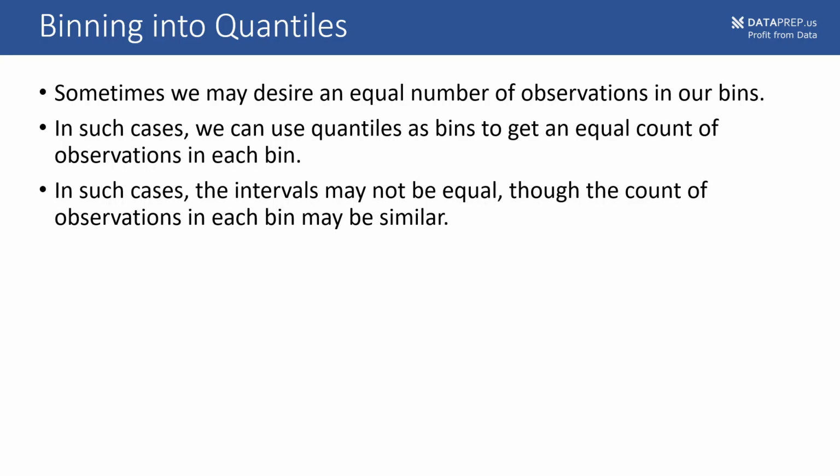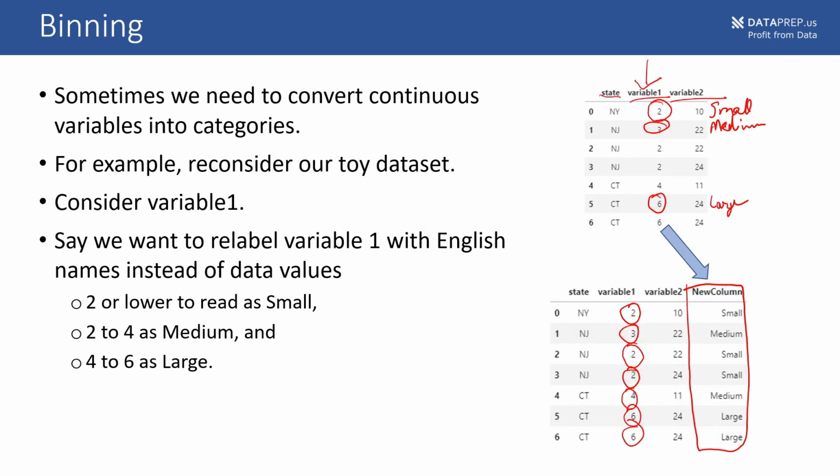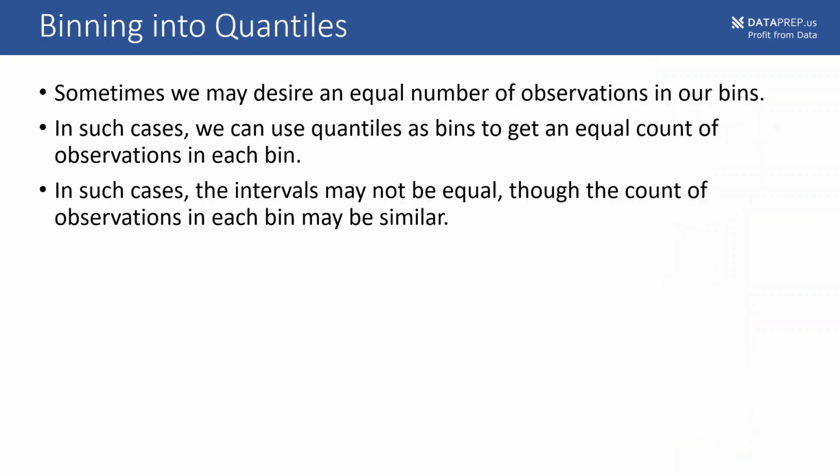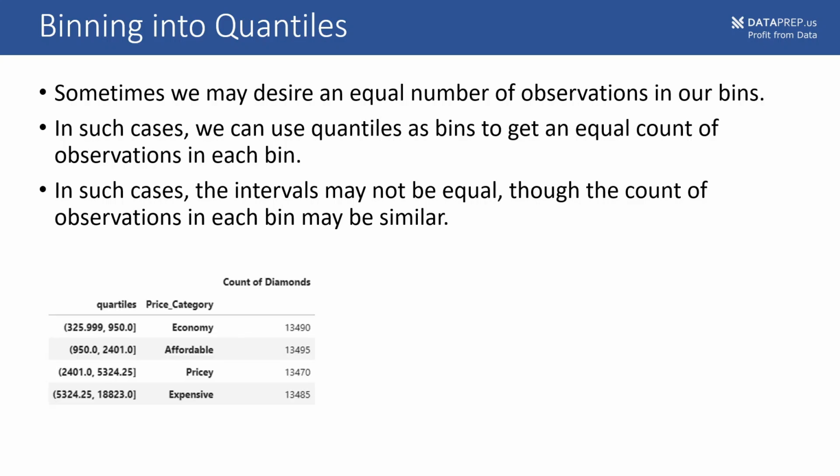So, in such cases, our intervals, so here, for example, we had intervals 2 to 4, and 4 to 6, we may not have equal intervals. Some intervals will be larger and some others smaller than the others. But the count of observations in each bin would be similar. And I can explain that much better with an example.